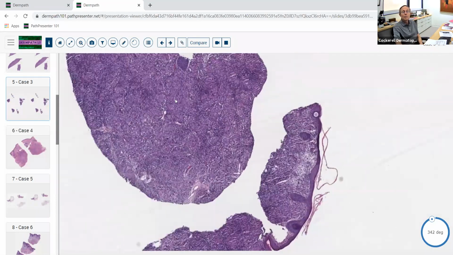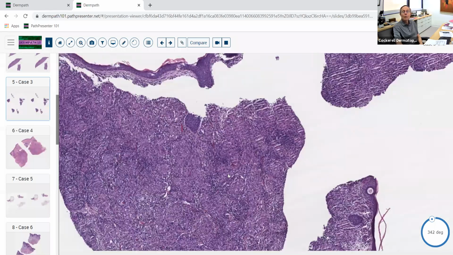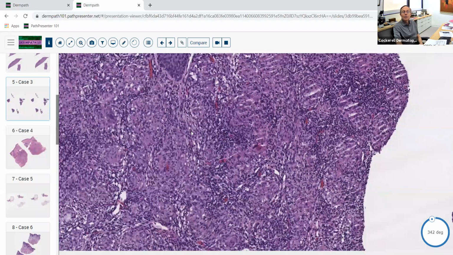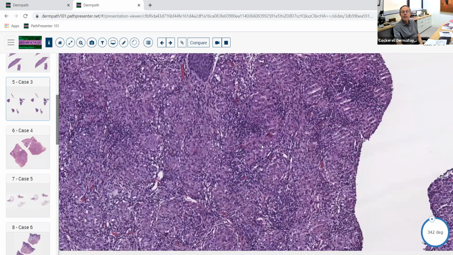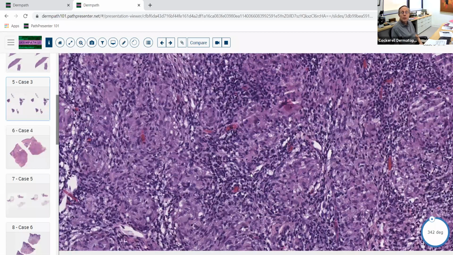So here, this is basically just an artifact. This normally wasn't really a blistering process. This just got sheared off in processing. But notice now we've got multiple nodules of these pale staining histiocytes. They're forming small epithelioid granulomas. And what do we mean when we say epithelioid? It means it looks like an epithelium. So we talked about epithelioid sarcoma a second ago. That's a sarcoma that looks like epithelium.